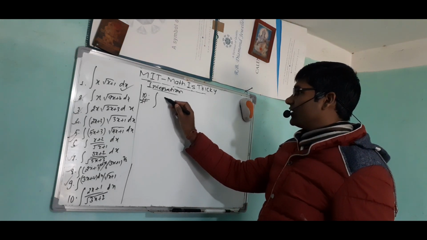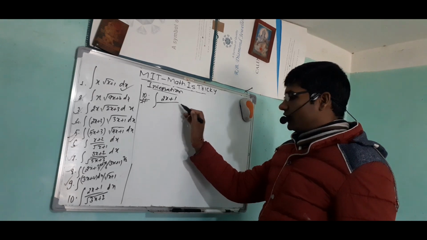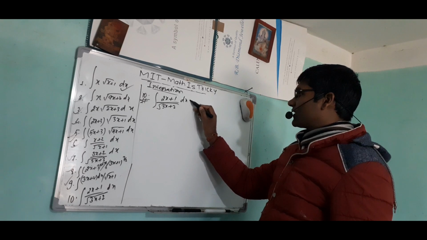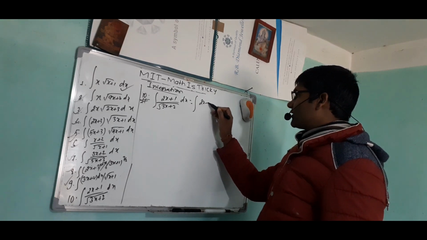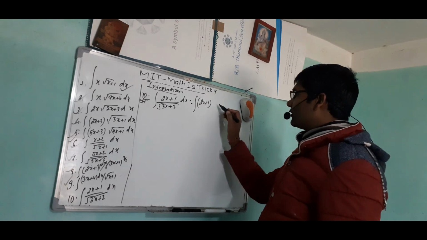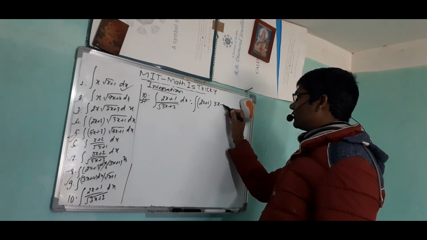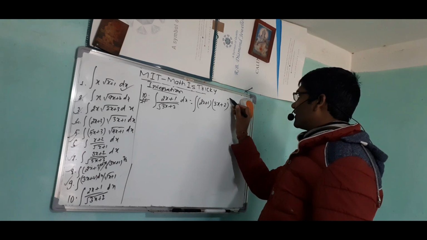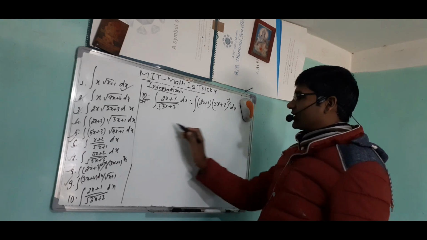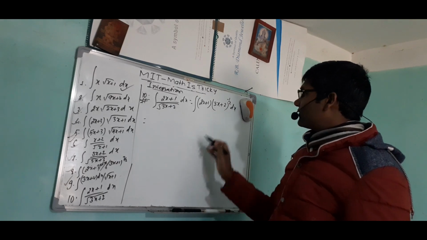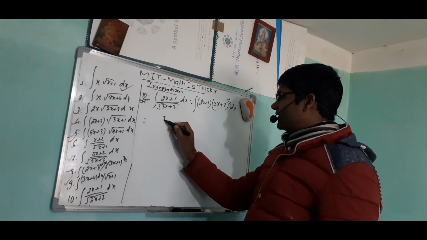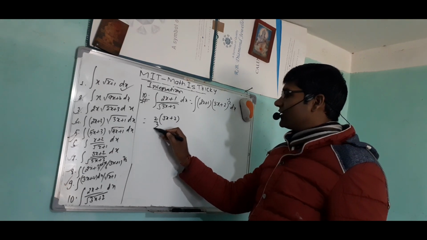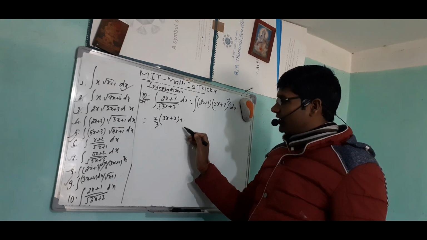So the next question is (2x plus 1) divided by the square root of (3x plus 2), dx as before. So 2x plus 1, let's change this into product form. So we get (2x plus 1) times (3x plus 2) to the power minus 1 by 2 and dx. So as before, let's balance and first write 3x plus 2 as the base. Now we get 2, so 2 by 3 right here, plus. So let's try to write directly here.